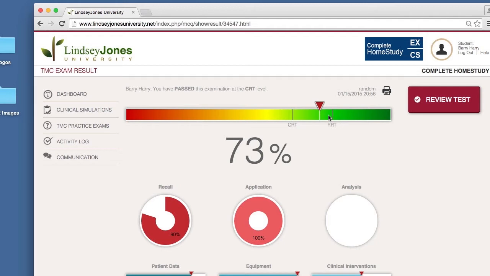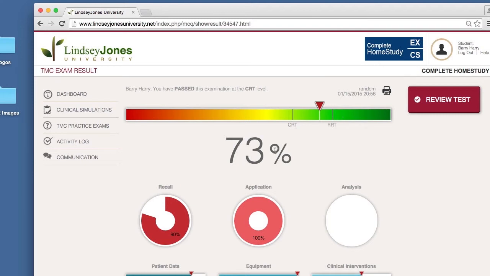And so if I had taken this exam in real life at the NBRC, what would really happen is that I would immediately become a CRT, but I would have to take this exam again, or another version of an exam again, so that I could get higher than the RRT and then be eligible to take the Clin Sims.